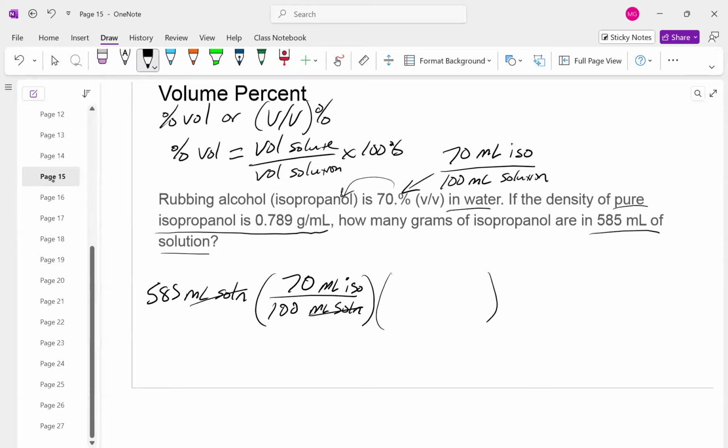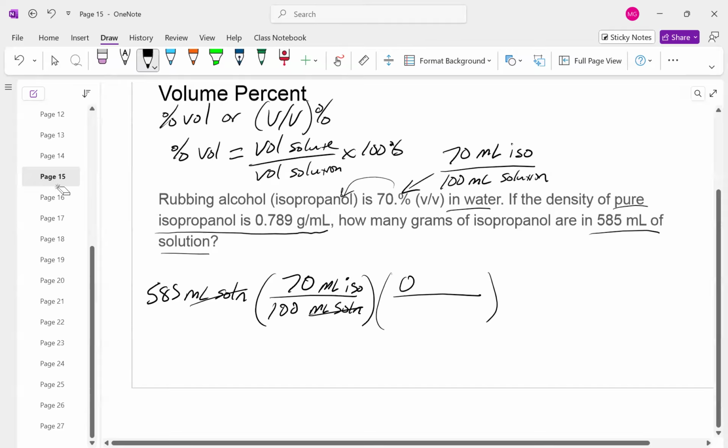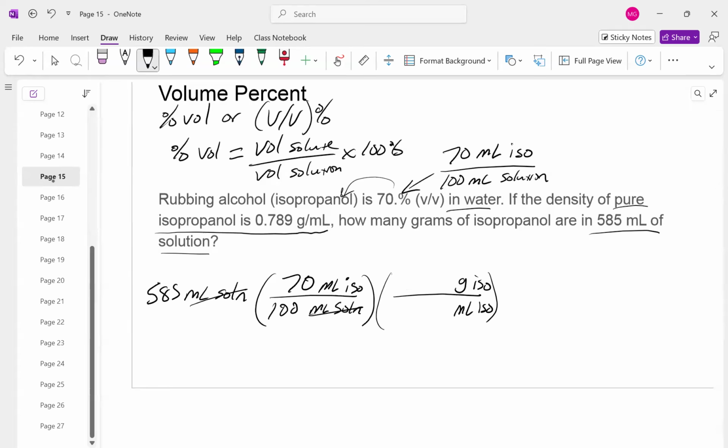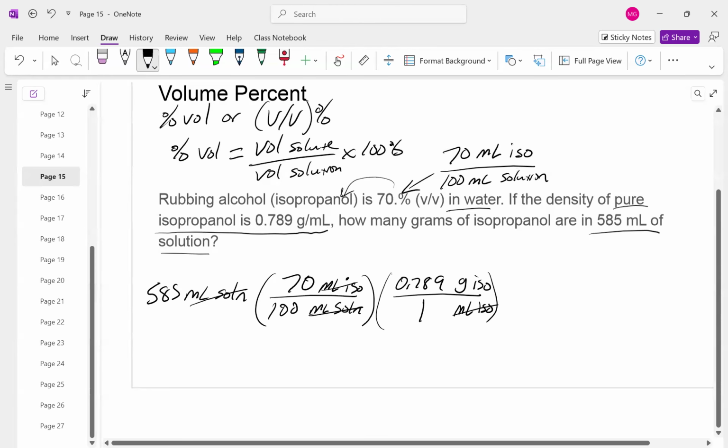Now, the only other thing I can use right now to relate milliliters to grams is the density. I want to get rid of milliliters of isopropanol and get to grams of isopropanol. So the density is 0.789 grams per 1 milliliter. And notice milliliters of isopropanol cancel out.